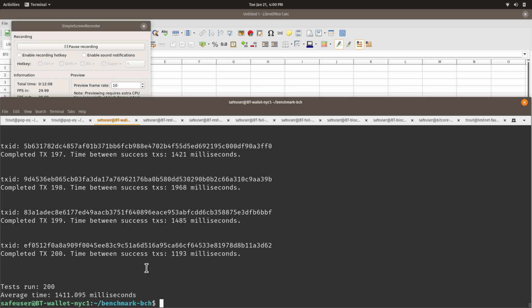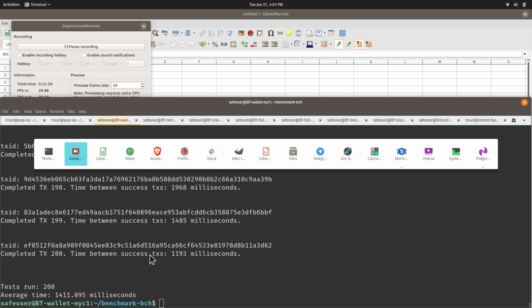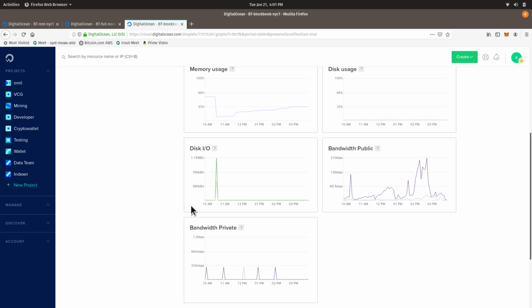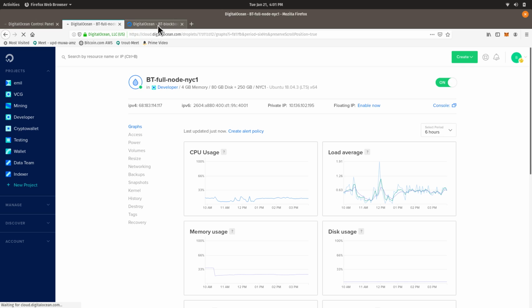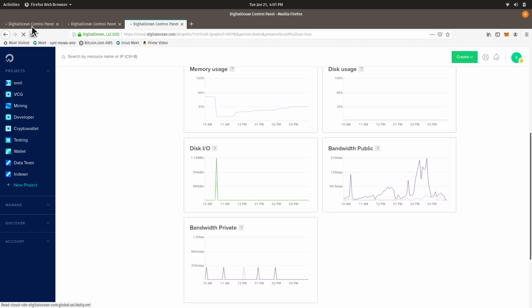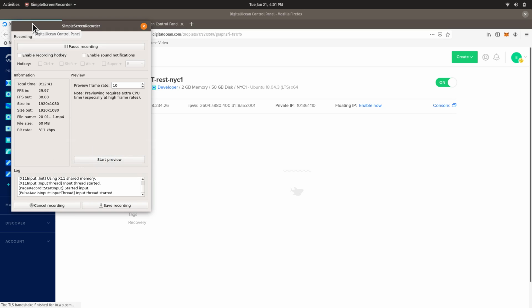Okay, so on average, over those 200 transactions, it took 1.4 seconds per transaction. And that's really a measure of the indexer's ability of how quickly it can update its internal database to spend a child UTXO, a brand new UTXO that it's never seen before. Let's check out the graphs. I'll update these. Make sure I'm recording. Yeah.